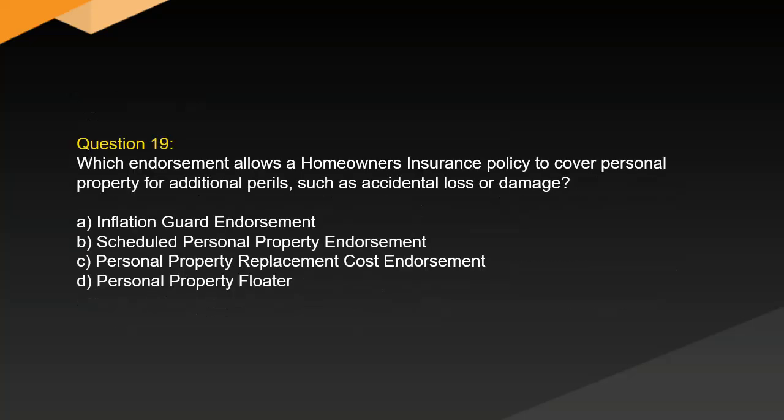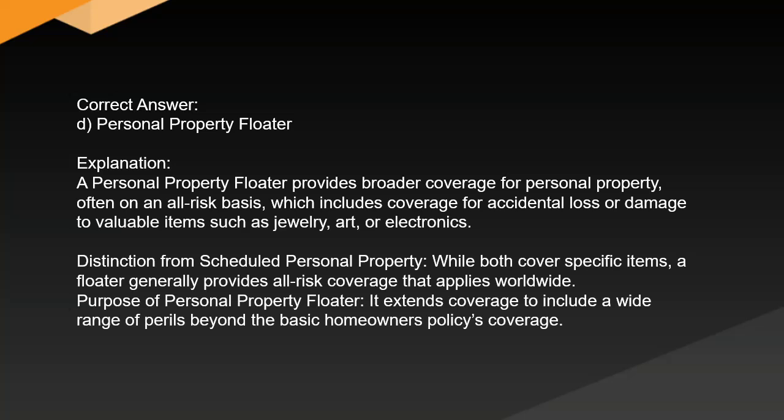Question 19. Which endorsement allows a homeowner's insurance policy to cover personal property for additional perils such as accidental loss or damage? A. Inflation guard endorsement. B. Scheduled personal property endorsement. C. Personal property replacement cost endorsement. D. Personal property floater. Correct answer. D. Personal property floater.